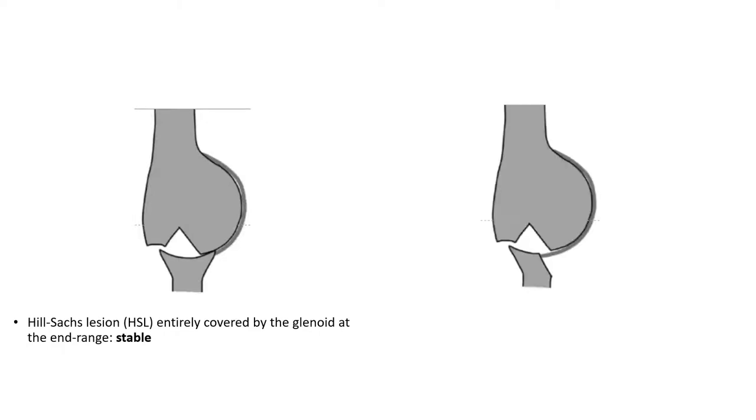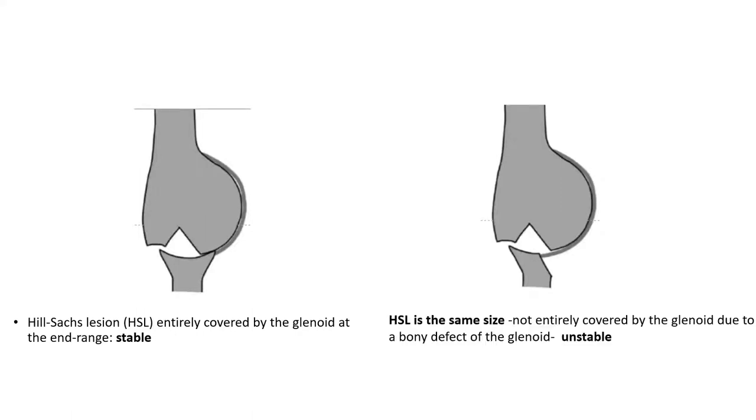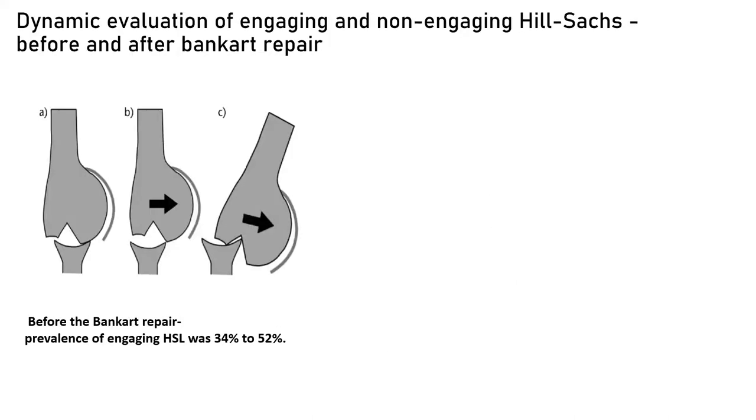So if there is a Hill-Sachs lesion associated with a glenoid defect, the Hill-Sachs being of the same size, which was initially covered by the whole normal glenoid, now becomes an unstable shoulder. And the risk of the Hill-Sachs lesion engaging or not depends upon the relative size of the Hill-Sachs to the glenoid. So it depends. The bipolar lesion is a very essential pathology behind recurrent shoulder dislocation.